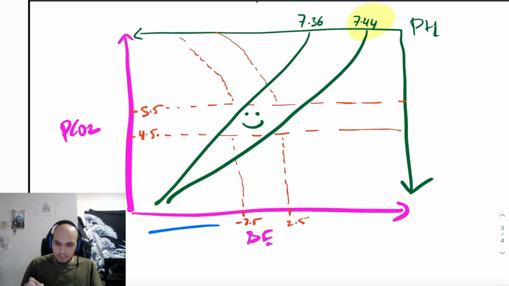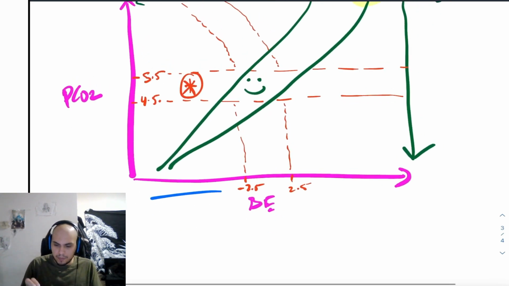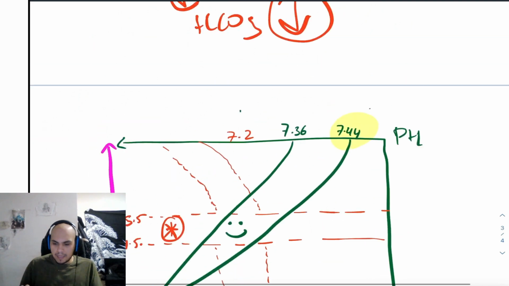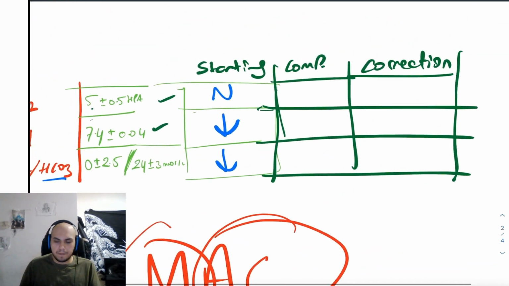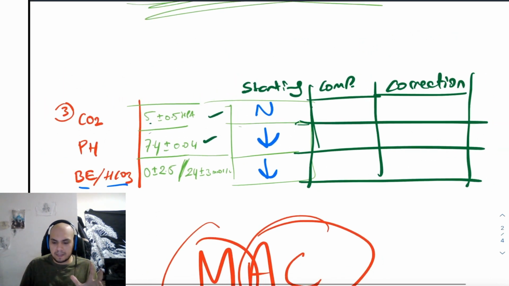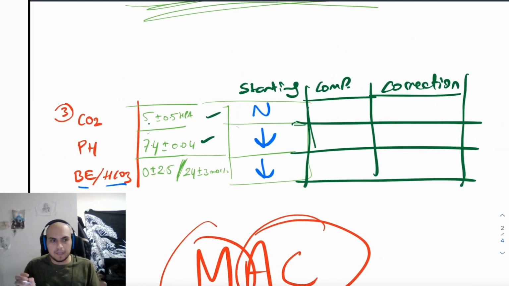So let's say you start around here, which is the equivalent of, I don't know, maybe 7.2 pH, which is catastrophic pH, by the way. But you start here. As I told you before, the first step is going to be to compensate. And that is done by the opposite system. So in the case of metabolic acidosis, the compensation is going to be from the lungs.